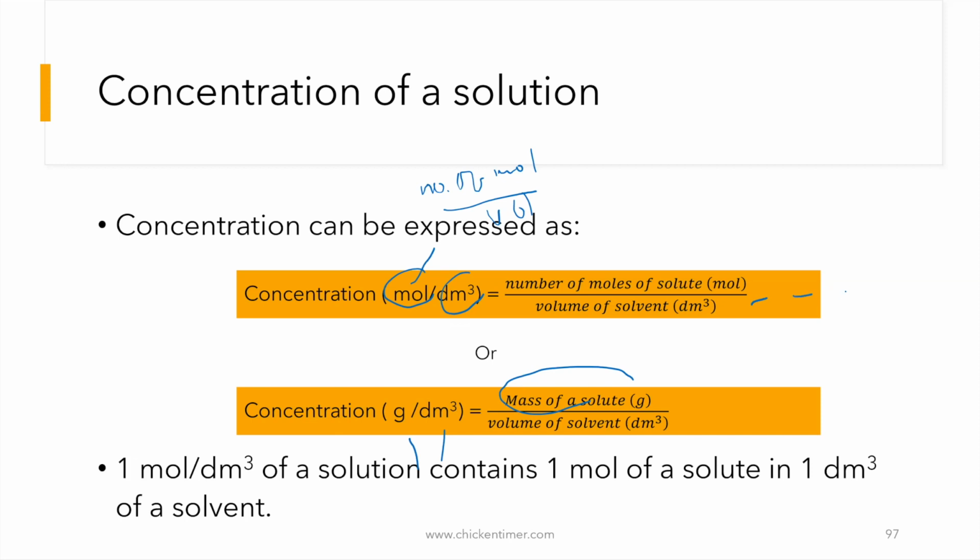Proportion means, according to this, in 1 dm cube, how many moles are there? Then this one is in 1 dm cube, how many grams are there? In my case, my memory isn't that great, so I seldom remember the formula, so I will just use proportion. If you see me talking in proportion, you know why.